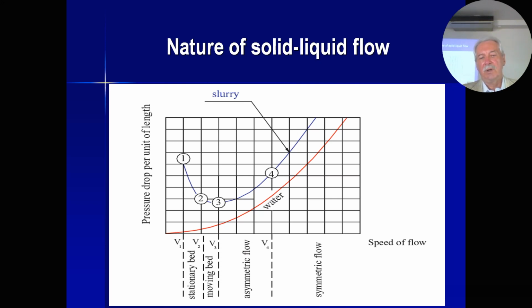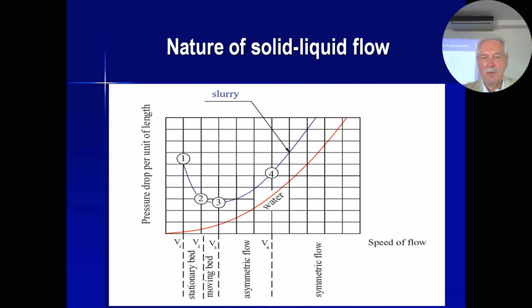Between 2 and 3, we can recognize a moving bed. It means that some particles settle down, however, they are slowly moving in the flow direction. And later there is asymmetrical flow. It means that the majority of solid particles is flowing at the bottom part of the pipeline, and the rest of the particles is going up. And the symmetric flow is beyond number 4. It means that all particles are uniformly distributed across the flow.